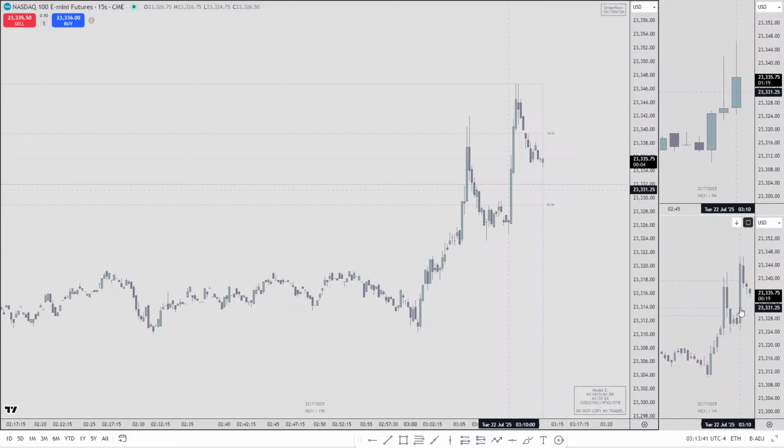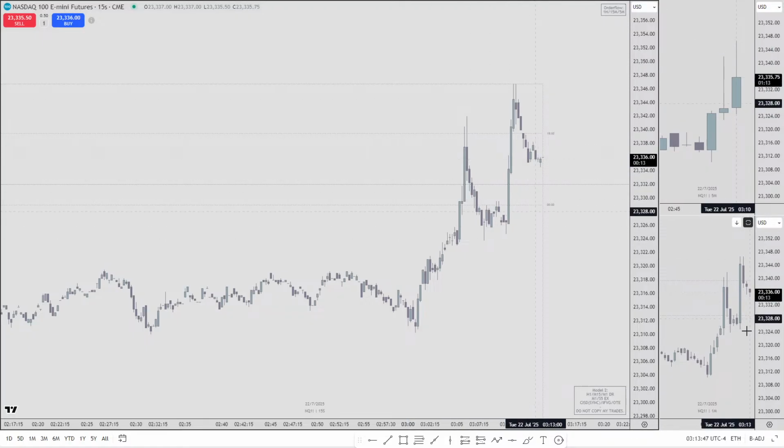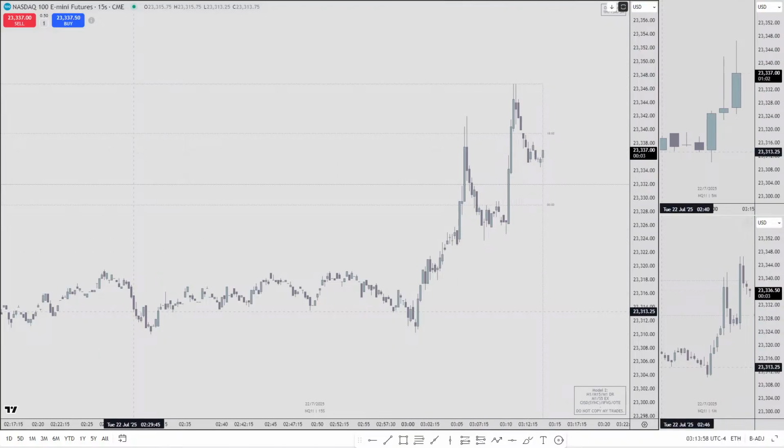So by CISD, in this case, I would be looking for this entire green candle to be closed below the low by a down close candle. That would mean CISD on the 1 minute as of now, right? Something might happen that might change, so it all depends.